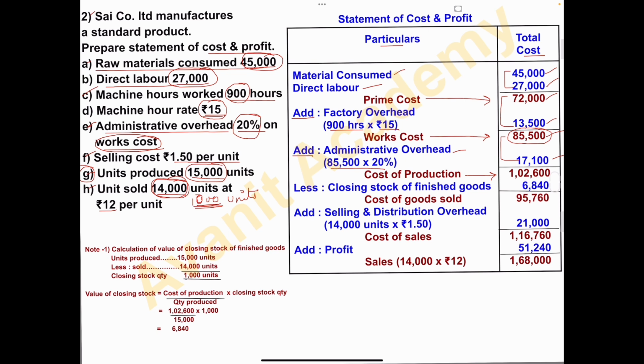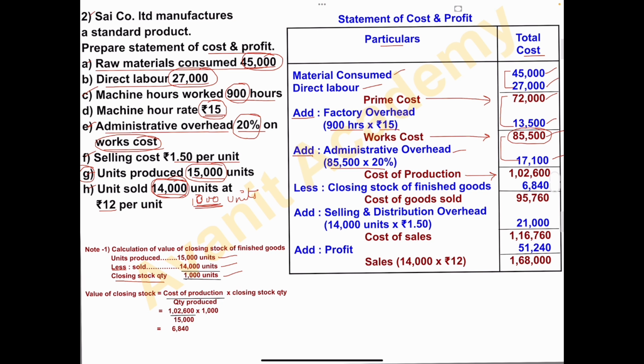First, we have to calculate the closing stock quantity. So, right here, units produced. During this period, how many units are produced? 15,000 units. Less number of units sold. So, how many units are sold? 14,000 units. So, from this 15,000 minus 14,000, you will get 1,000 units. So, this is the closing stock quantity. Closing stock quantity is 1,000 units.